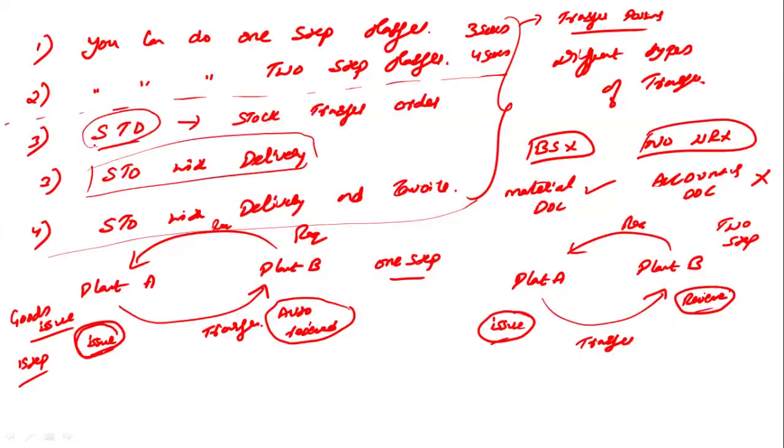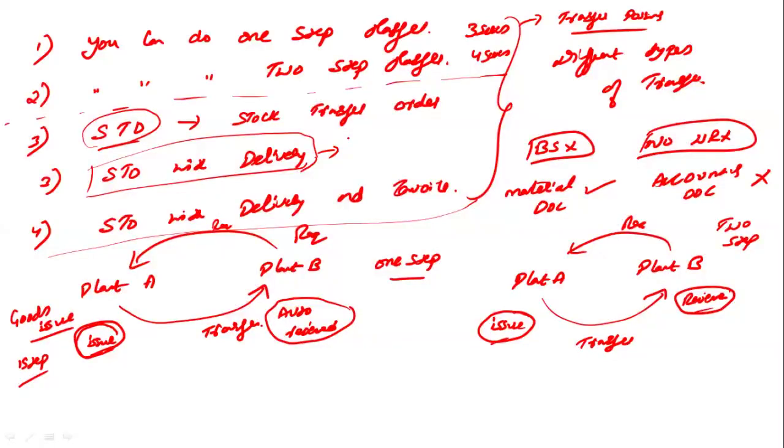If it is just an STO, I'll be using transfer posting. You have an option to use just an STO, but instead of doing STO, we can do transfer posting. That is the reason STO with delivery is mostly used, because if you want to transfer the material from one plant to another plant, which is in another place or another state or another country, then we go with STO with delivery. STO with delivery is used when the plants are in the same company code.